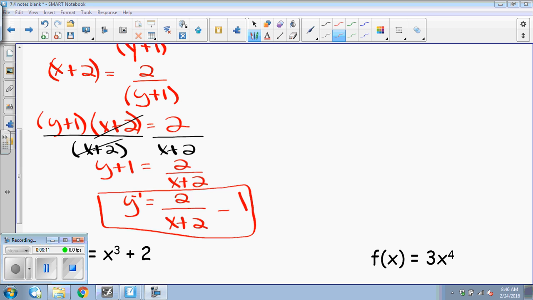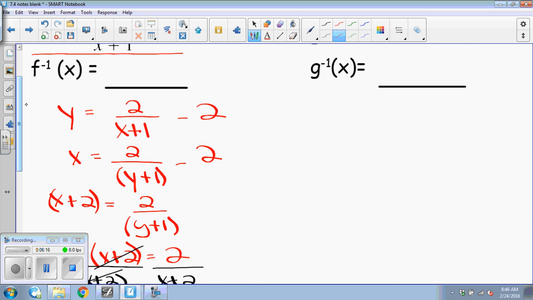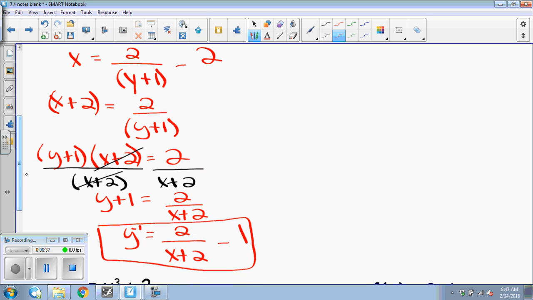So we solved for y. Let's go over what we did. First, this was my original function. Then I switched the x and y. Then I needed to manipulate this so that I ended up with y by itself. First, I moved the 2 to the other side, so that gave me plus 2. Then I multiplied both sides by y plus 1 to eliminate the y plus 1 in the denominator.